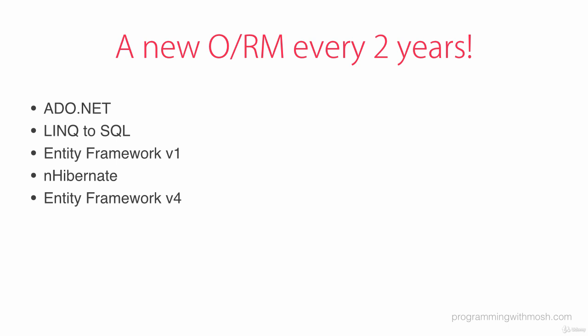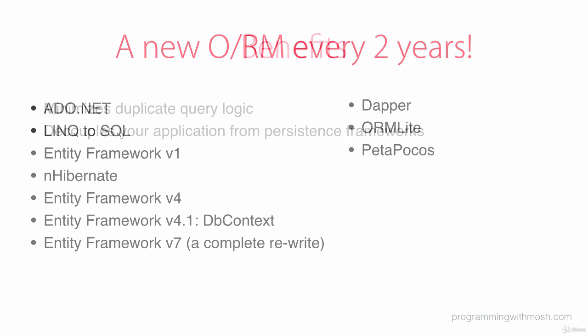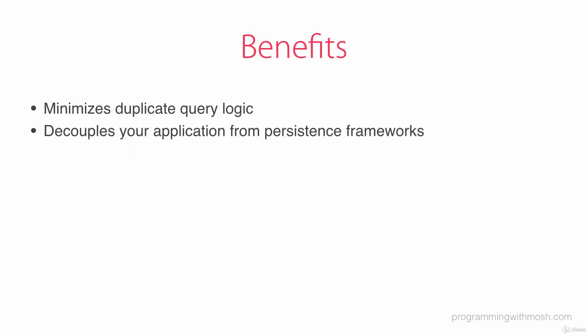But still at this point, it had a heavy object model that was not testable. Then they introduced a new model, DB-Context. Now they are working on version 7, which is a complete rewrite, and there are some breaking changes. Not to mention that along these lines, we have had other persistence frameworks like Dapper, OrmLite, PetaPoco, and so on. So our persistence frameworks are constantly changing and evolving. And if you want to have the freedom to explore a different persistence framework with minimal impact in your application, that's when you should use the repository pattern.